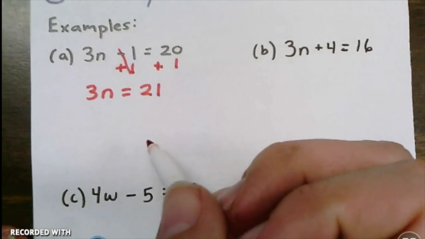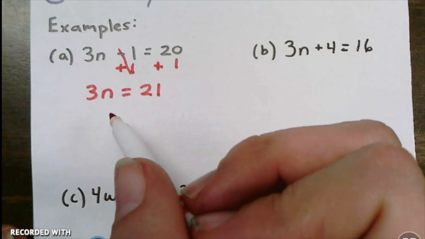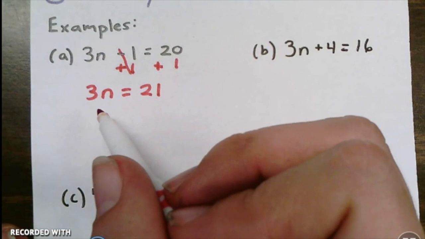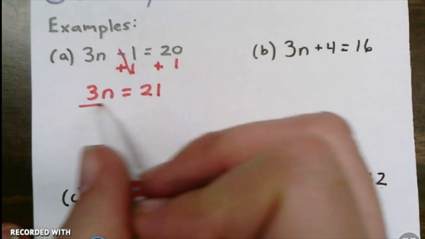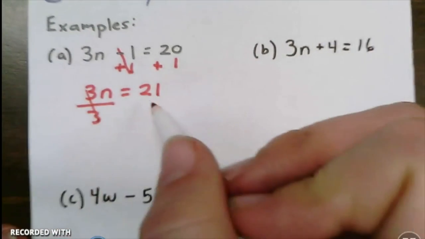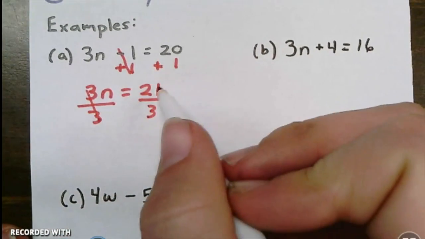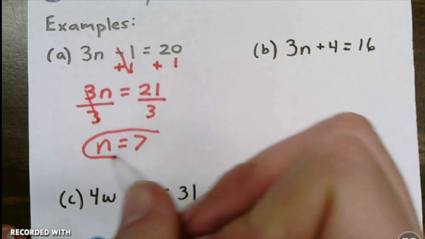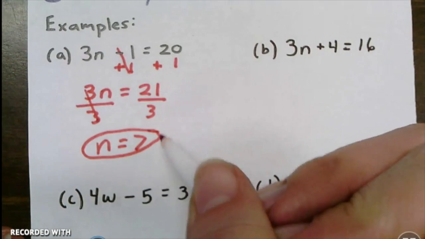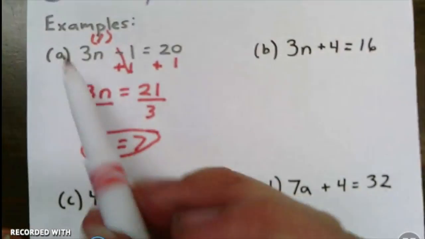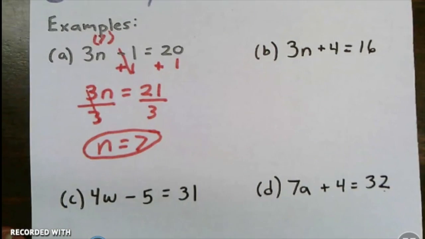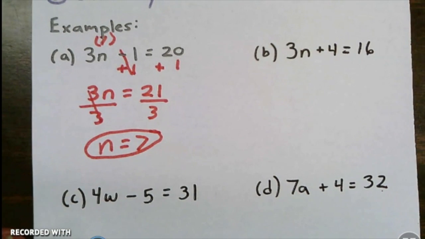Now, I've undone the subtraction, and now I'm going to undo the multiplication or division. What's happening to n now? It's being multiplied by 3. I undo that by dividing by 3. What I do to that side, I need to do to this side. 21 divided by 3 is 7. So n equals 7. How can I check my work? Well, I would plug it right back in. If I plugged a 7 in here, I would do 3 times 7 is 21, minus 1 is 20. It works. I did the problem right.